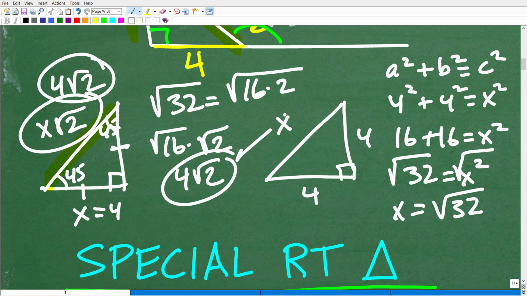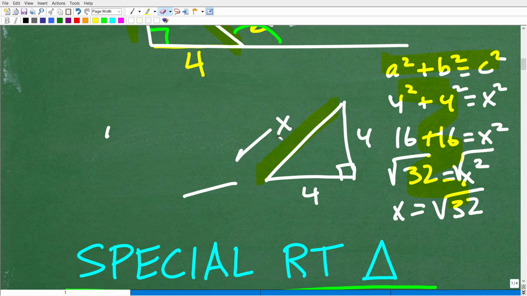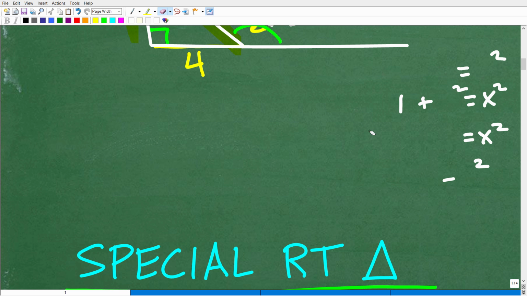Okay, so you could see that we did use the Pythagorean theorem, but instead of doing all this work, we could have just simply taken this 4 multiplied by square root of 2, 4 square root of 2, and we would have gotten the answer. Okay, so that is the 45, 45, 90. You need to know that for sure. And let's just take a quick look at the 30, 60, 90 special right triangle.